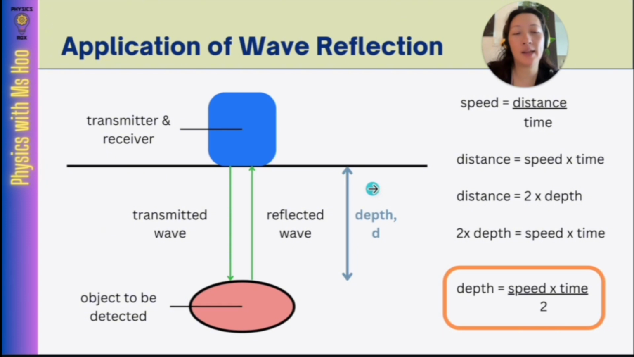And this is the formula that is used to determine how far the object is away from the transmitter and receiver. And that's how all those devices use wave reflection to determine how far away the object is.